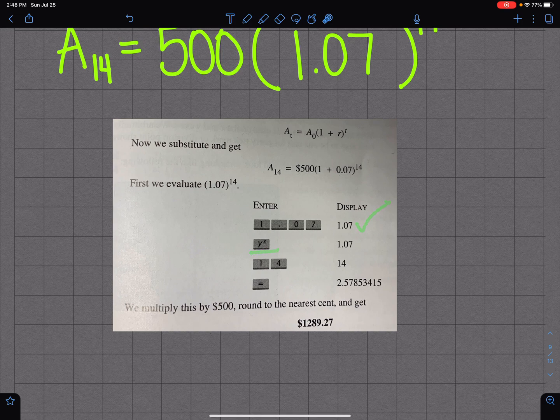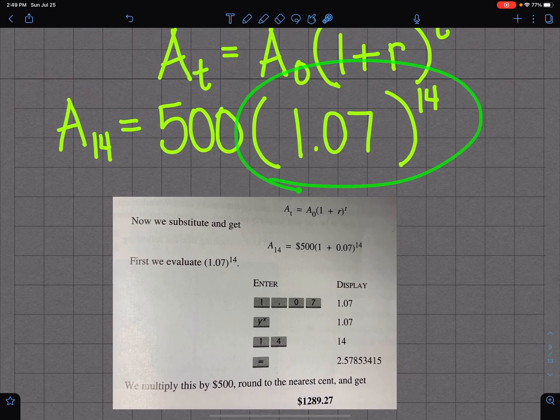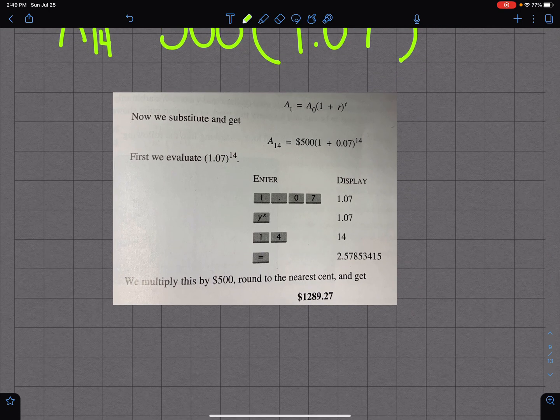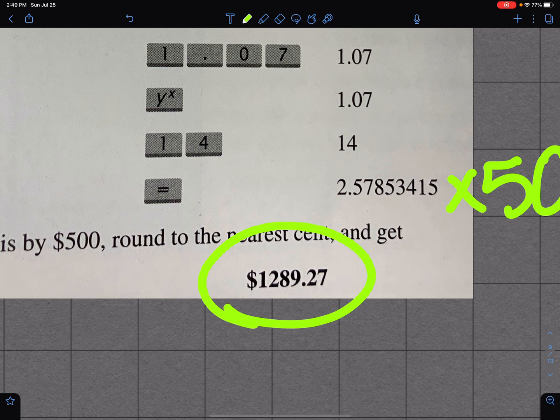Hit y to the x. It still says that. Hit 14 because it's 14 years. Then hit equals. You are going to get a number that looks like this, 2.578533415. Okay, but remember that's just this part of the equation. So we need to write 500 times that. Okay, and that's how we get $1,289.27. So that's how much he's going to have after 14 years.